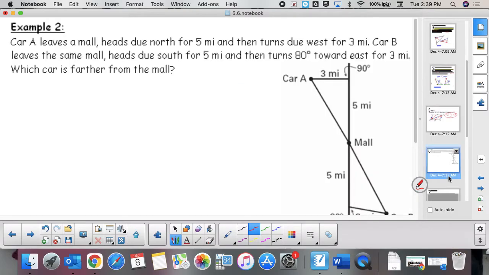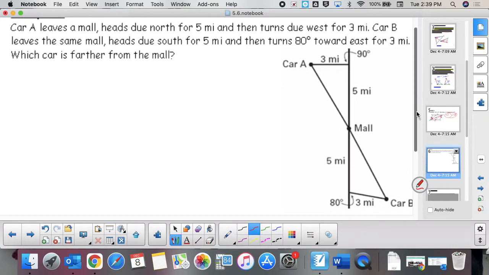Looking at example 2 then, it says a car leaves a mall. It heads due north for 5 miles and then turns due west for 3 miles. It says car B leaves the same mall, heads due south for 5 miles, and then turns 80 degrees towards the east for 3 miles. It says which car is further away from the mall?